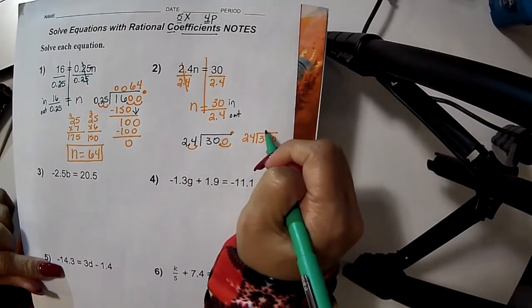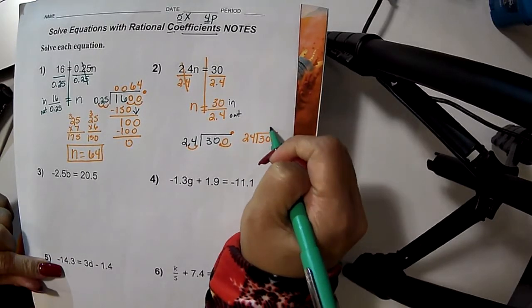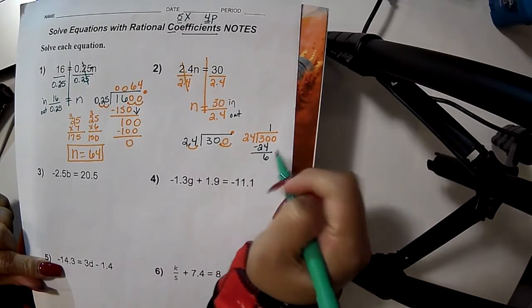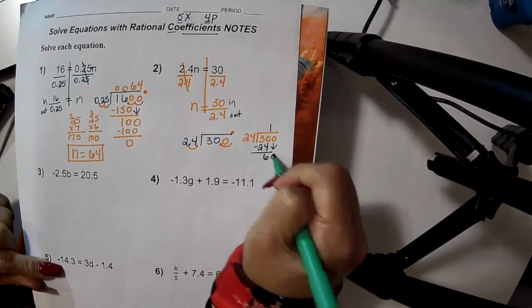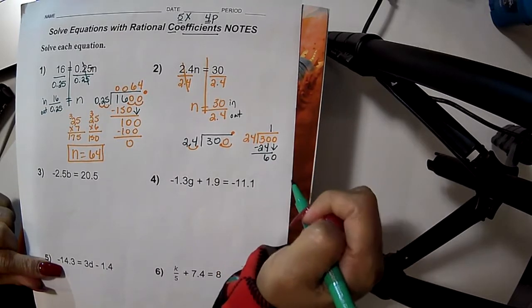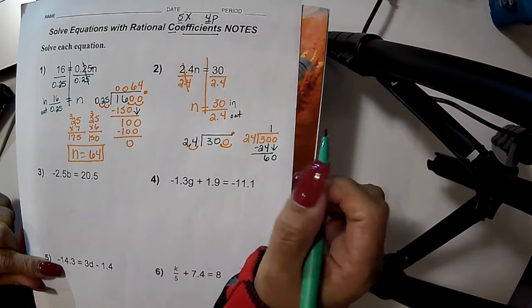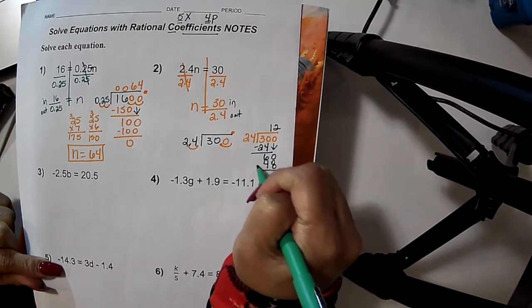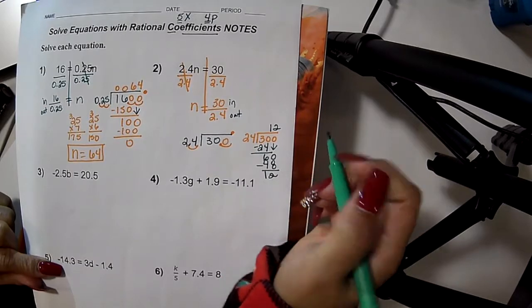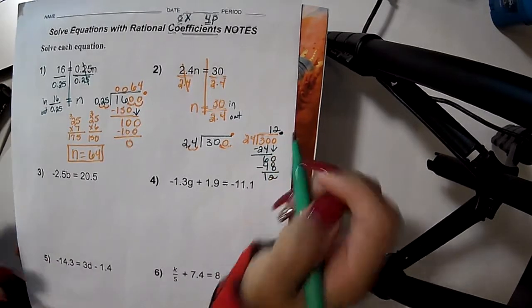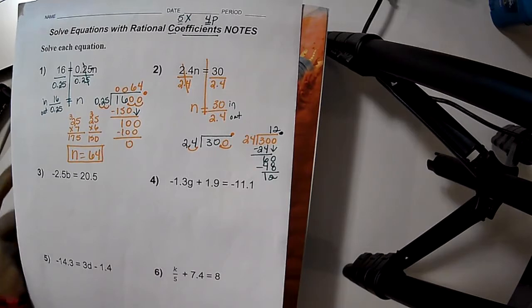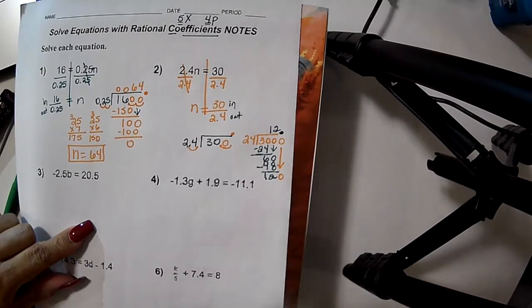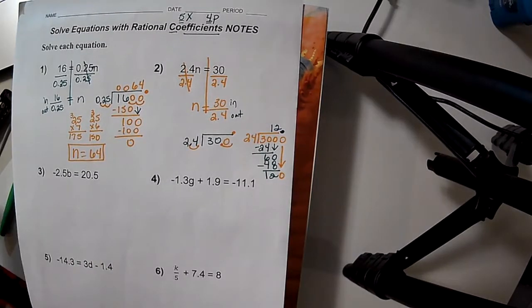So 24 does not go into 3. It does go into 30 1 time. So that's going to be 24. I'm going to subtract, bring down my 0, and that gives me 60. So 24 into 60, I'm going to go with 2 times on that one. That's going to give me 48. I subtract that, and that gives me 12. My decimal is right here, right? So 24 does not go into 12, so I'm going to go ahead and add a 0 and bring it straight down, okay? So that is 120, okay?